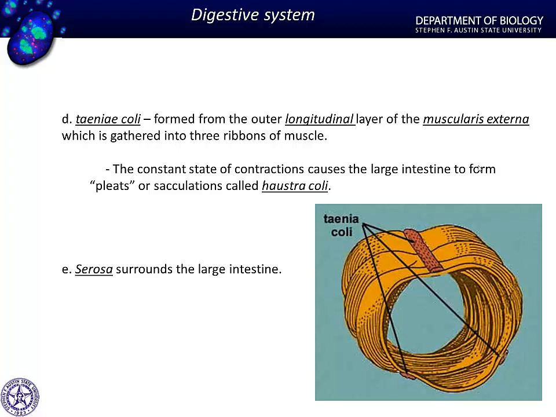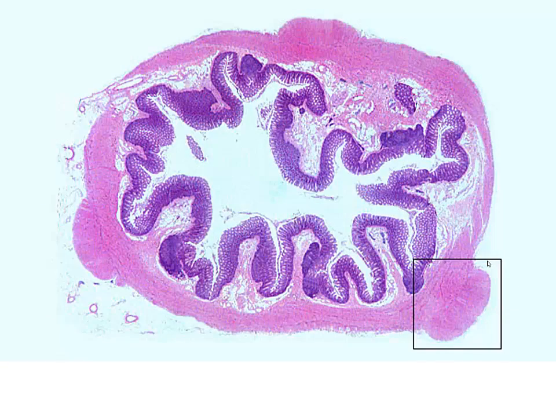And notice how they always draw it sort of bumpy. Those sacculations are called the haustra coli. So in this illustration, we can see our taenia coli, 1, 2, 3 ribbons of smooth muscle, and you can see this folded nature, and these are the sacculations or the haustra coli that basically confirm the appearance that we're used to seeing with the colon. Serosa, this is going to be the outermost layer, and it surrounds the entirety of our large intestine.